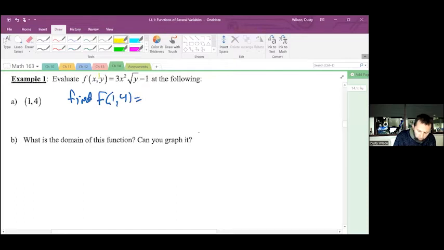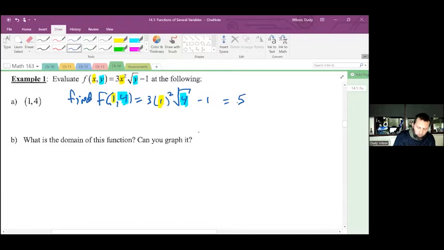So here, we're going to replace all the x's in the equation with whatever is in the first coordinate, that would be 1, and we'll replace all the y's in the function with the second coordinate, namely 4. So this will be equal to 3 times 1 squared times the square root of 4, minus 1. There's the yellow x and the blue 4. So what is this? This looks like 3 times 2, which is 6, minus 1, or 5.